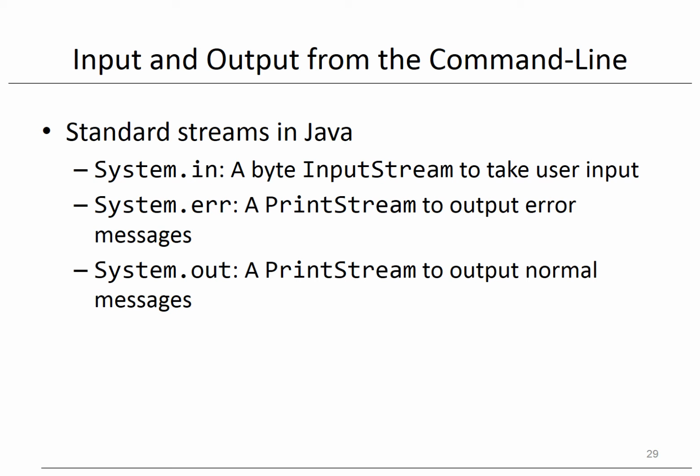In every console or command line application, three mechanisms exist to communicate with the user. In Java, these are implemented as the standard streams corresponding to the following: System.in, which represents a byte input stream to take user input; System.err, which is a print stream to output error messages; and System.out, which is a print stream to output normal messages. You can use these streams just as you would use normal Java streams, with the difference, however, that you don't need to open or close them.